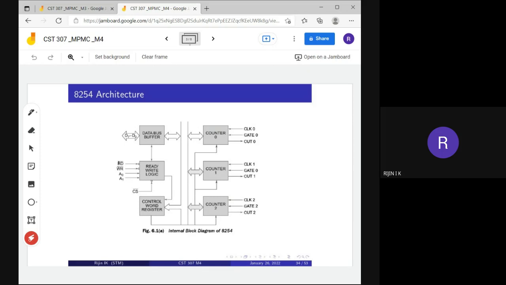And these are the pins. This is the clock pin, and the gate. This gate pin is used to enable or disable the counter, and this is the out pin used to take the output. So every counter is having 3 pins: one clock for providing the clock, then gate. Gate means it is used to enable or disable.